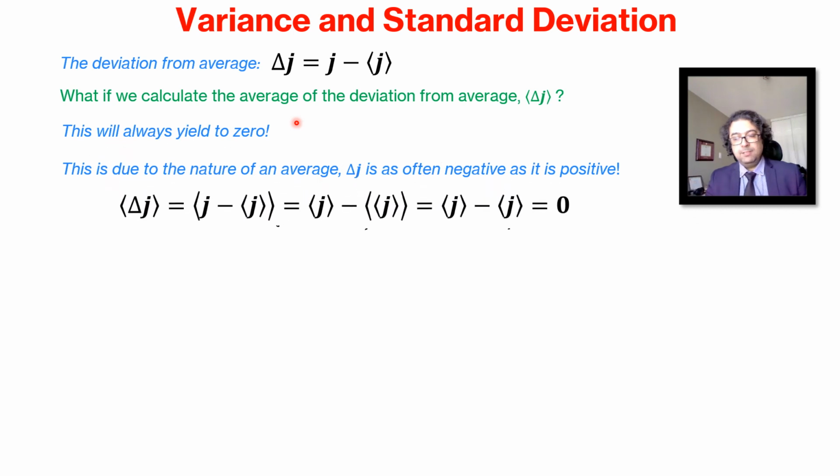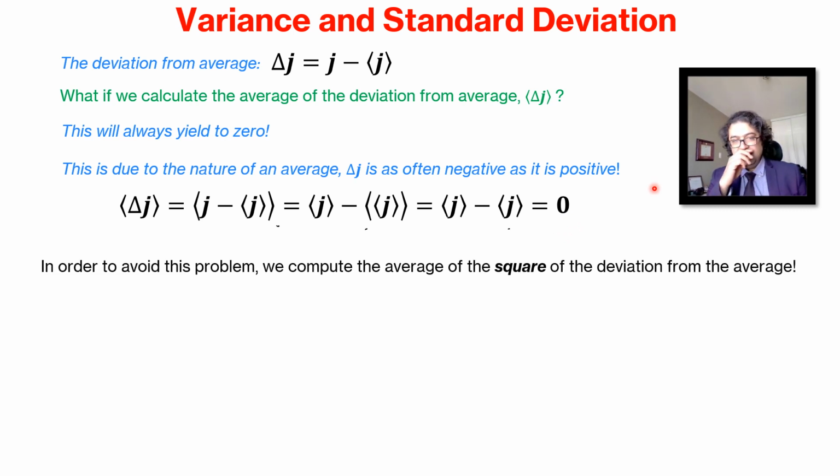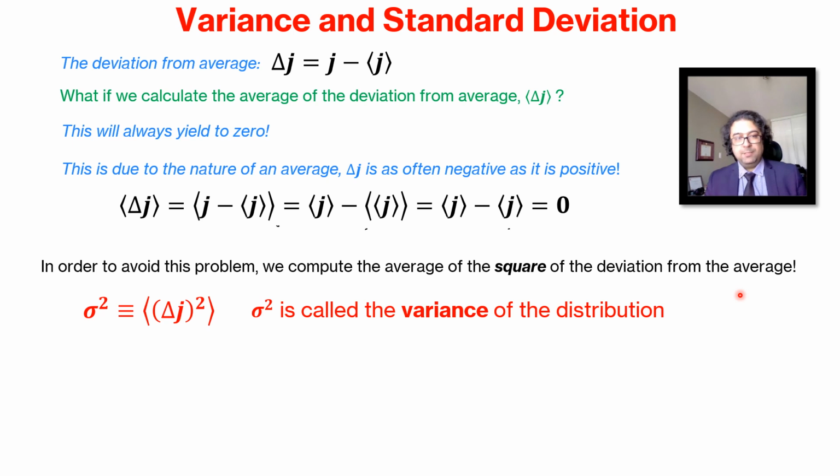Here's the calculation just to show you how it becomes 0. The average of the deviation from the average, according to this definition, would be this. The average of j is just the average of j, so you would end up with 0. Now, one way to get around this problem is to compute the average of the square of the deviation from the average. In that sense, I'm always going to end up with a positive number, and maybe that will help me get a sense of the distribution spread.